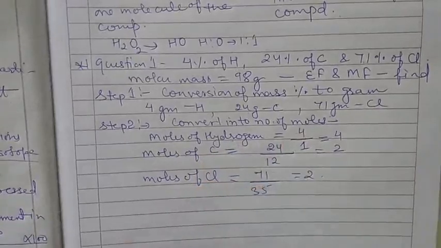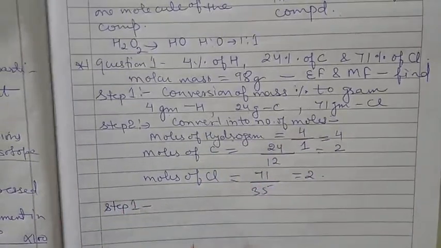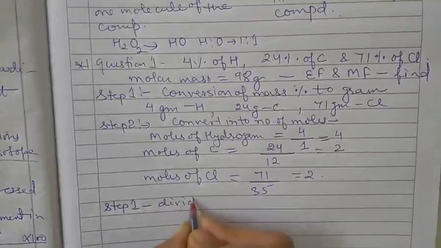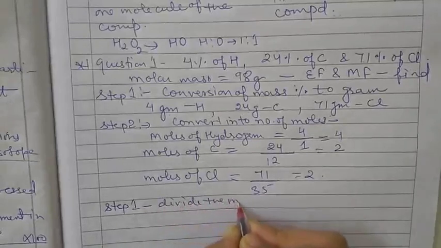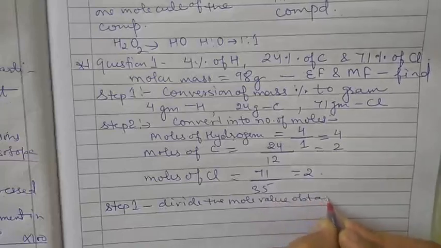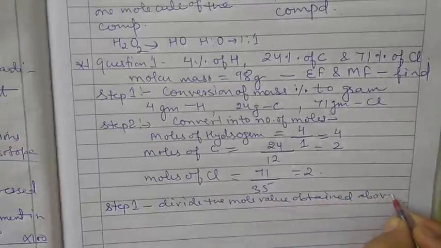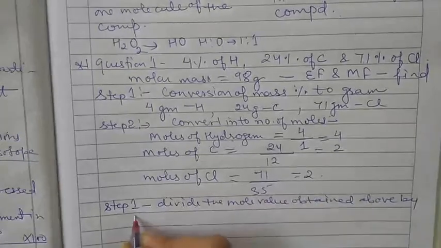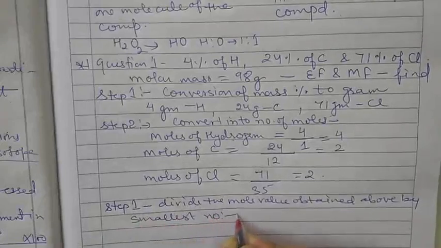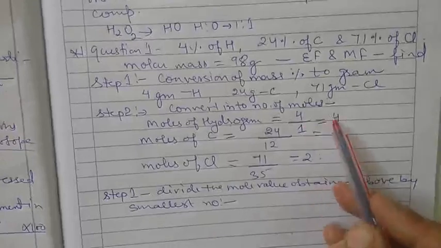Now step 3. Divide the mole values obtained above by the smallest number. So here the smallest number is 2. 2 is the smallest number. So divide all these 3 values by 2.